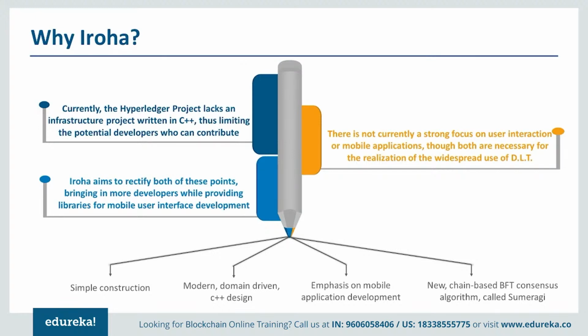Currently the Hyperledger project lacks an infrastructure project written in C++, thus limiting the potential developers who can contribute. C++ is no more used widely. Iroha aims to rectify both these points, bringing more developers while providing libraries. There is not currently a strong focus on user interaction or mobiles, though both are necessary for realization of widespread use of DLT. So if you are a good C++ developer, and you want to write a blockchain-based mobile application, then use Iroha. Otherwise, it is not a suitable candidate.